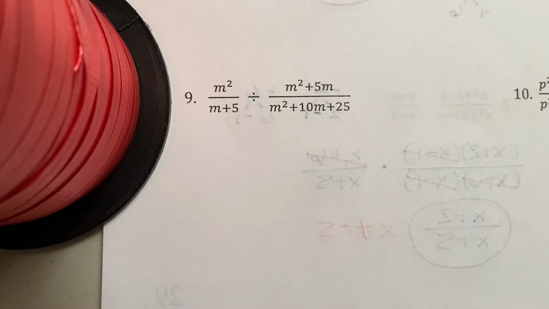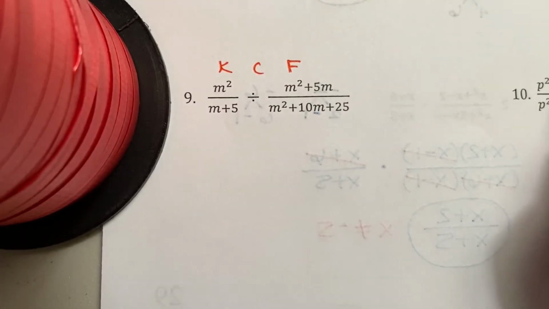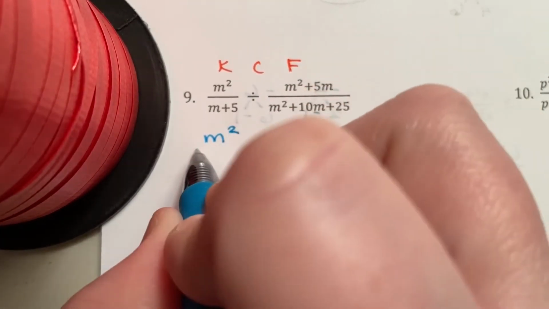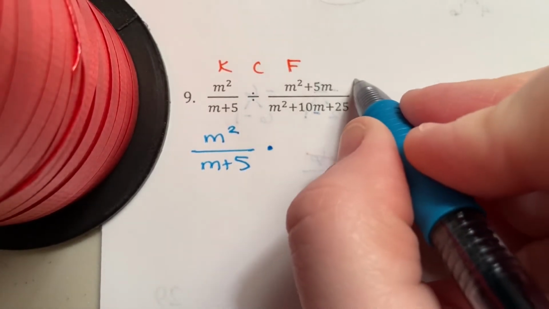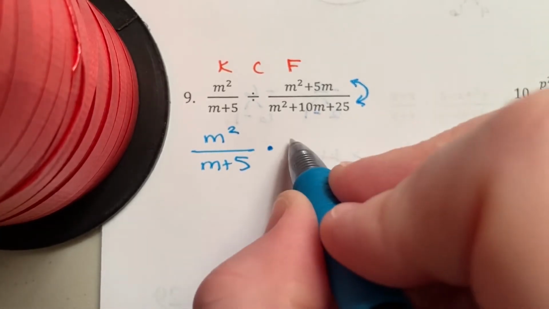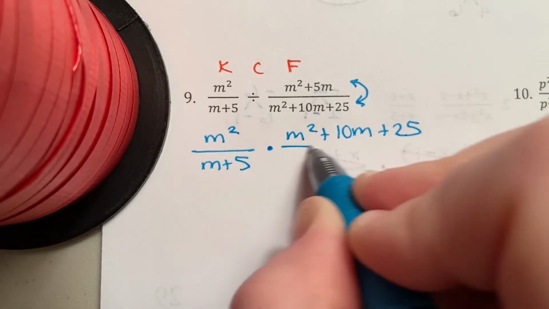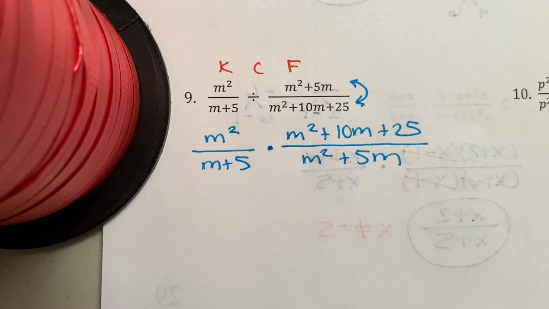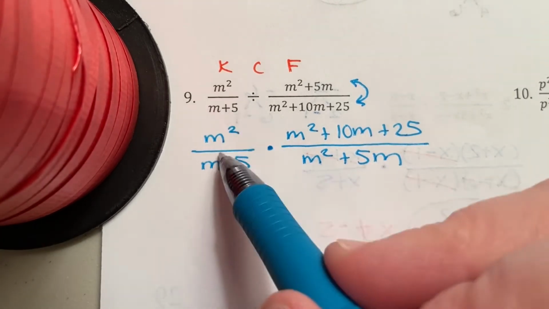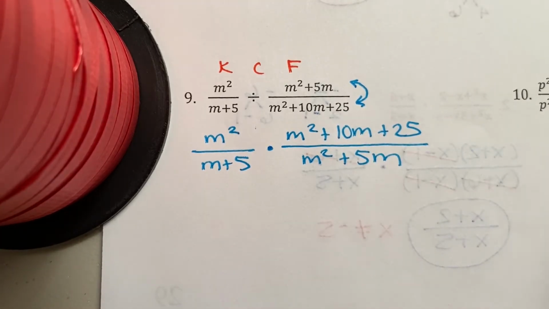Number 9, we're going to keep, change, flip. I'm going to keep the m squared over m plus 5, but we're multiplying by the reciprocal. So I'm going to have m squared plus 10m plus 25 in the numerator, and then m squared plus 5m in the denominator. Now that I've done keep, change it to multiplication, flip it, which is multiplying by the reciprocal, we're going to factor.